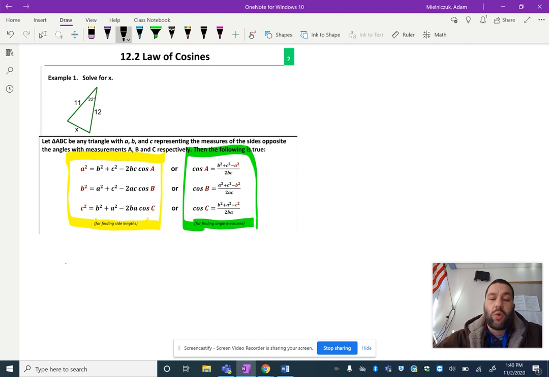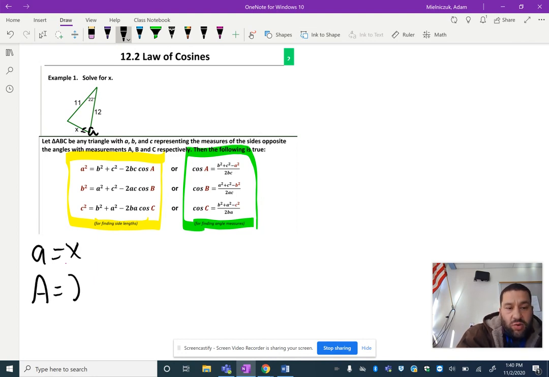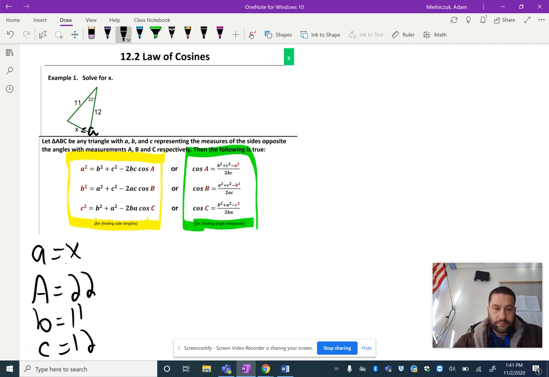So what I would recommend you do for all of these problems is label what you have. So we're going to say a is equal to x. That's what we're looking for. Uppercase A is 22. We'll say b equals 11 and c equals 12. Now, we have enough information here to solve the first equation.